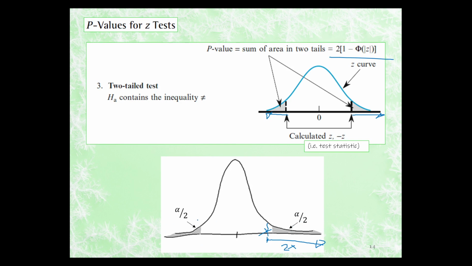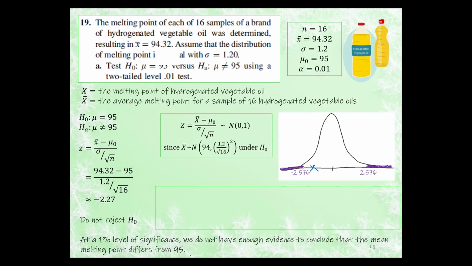So same thing if it was on the left-hand side, we would have just taken the area to the left, and we would have multiplied that by 2. And you'll see that in the examples as well. Now, we'll do a Z example first, and then we'll move on to T and sigma squared, chi-squared distribution tests.